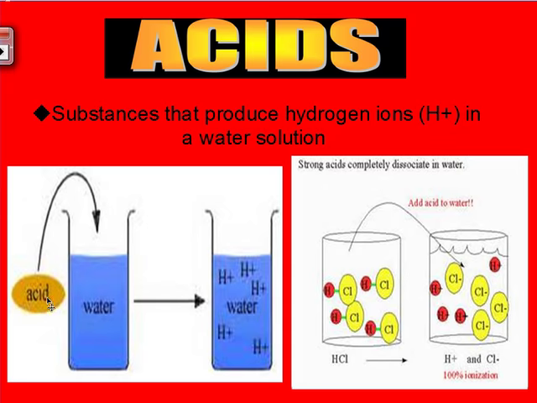As you can see from the picture, when you add an acid to water, it's going to dissociate into different ions. If the solution has more H pluses, or hydrogen ions, in the water, then you have an acid.